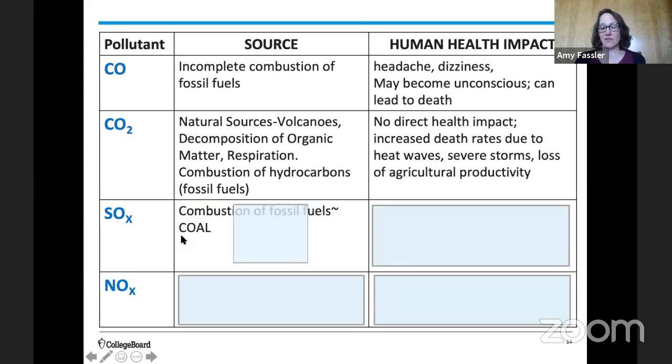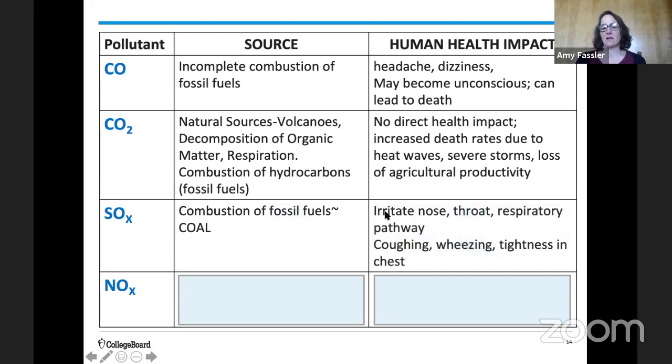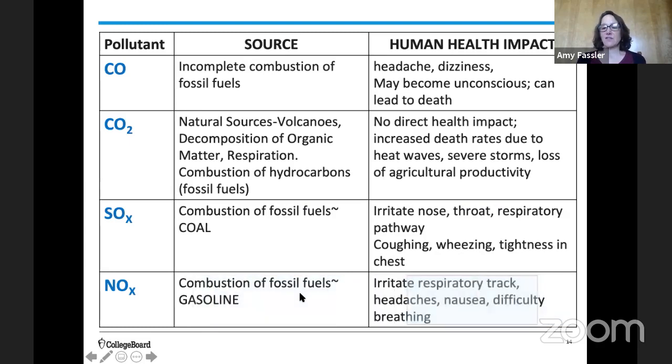So these sulfur oxide compounds come from combustion of fossil fuels, mostly coal. And again, you can see the list of potential human health impacts. And the nitrogen oxide compounds, mostly gasoline, and similar human health impacts. We're going to talk about all these more as we move through the lesson.